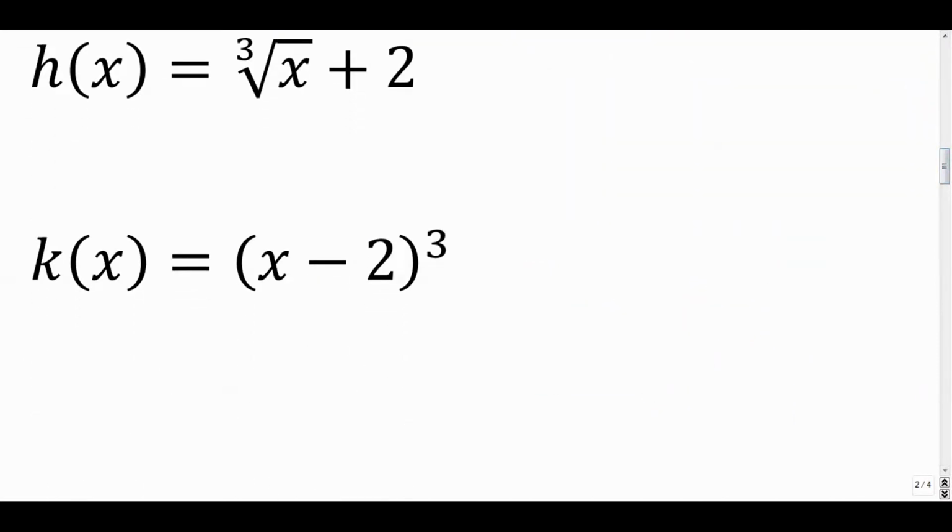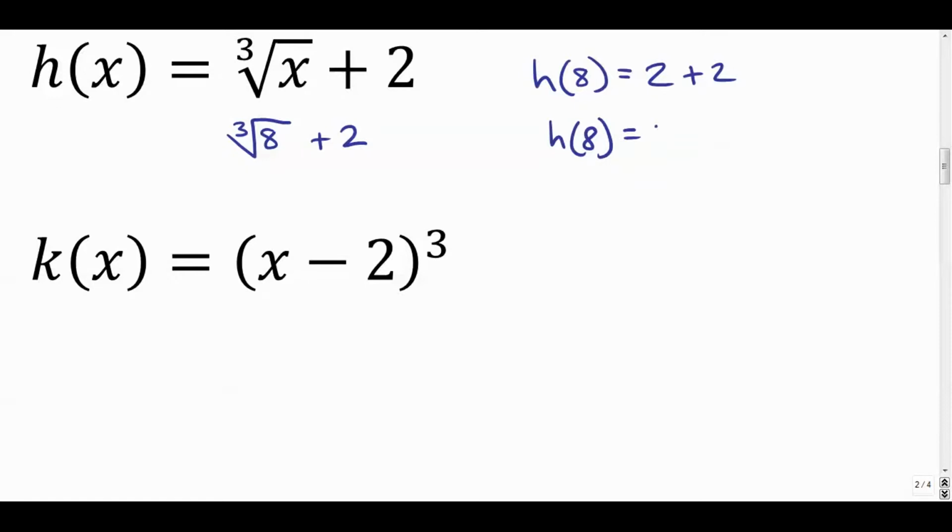These two, h and k. Alright, another example here. Let's take, I don't know, h of 8. If I plug in 8 here, the cube root of 8 plus 2, the cube root of 8 is 2 times 2 times 2, plus 2 is 4. So h of 8 is 4. That means if k is the inverse, k of 4 should be 8.